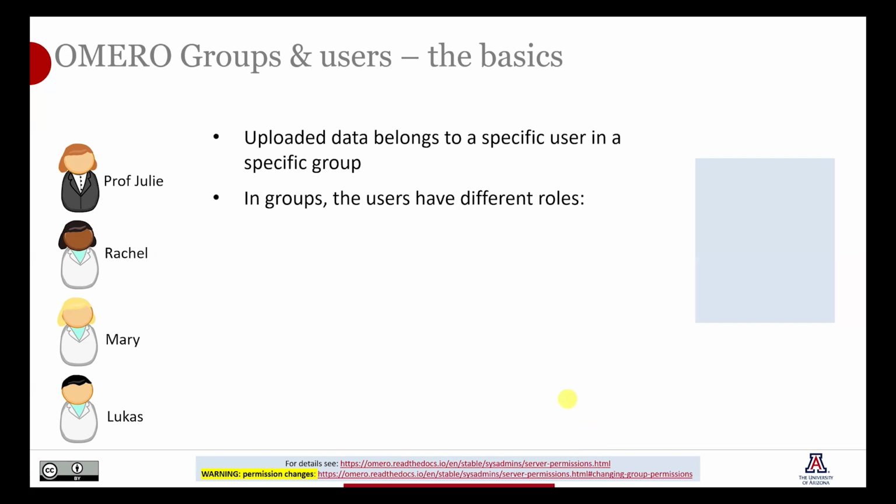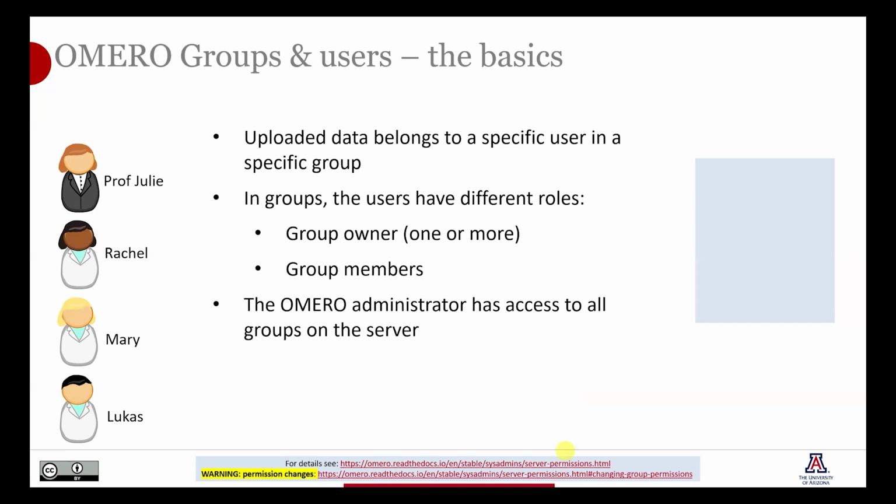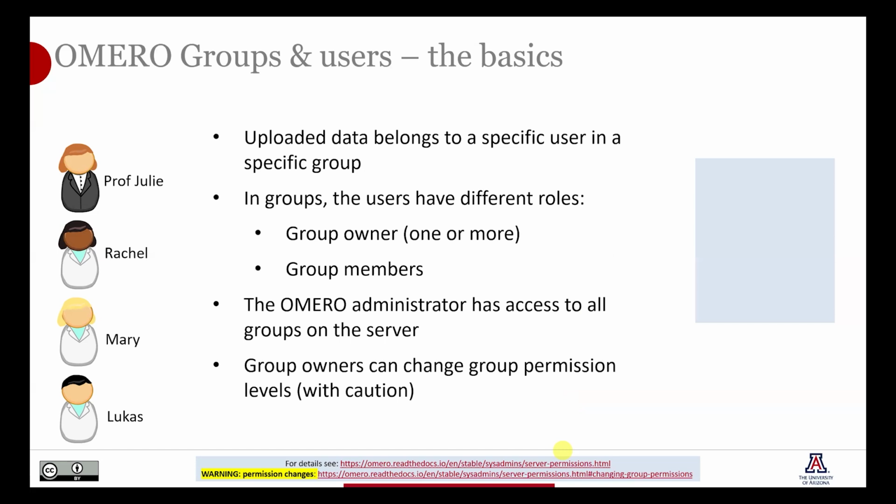There are two major roles within a group. Each group has an owner. There can be more than one, but be very careful because this role has tremendous power. Group owners have the ability to change the permission level of their group, but there are also some important cautions that I'll talk about in a moment. And the second group role would be group members. There's also potentially a third role in that OMERO administrators have access to all the groups. And group owners, as I mentioned, can change the permission level. And the group permission levels are private, read-only, read-annotate, and read-write. And let's look at what that involves.